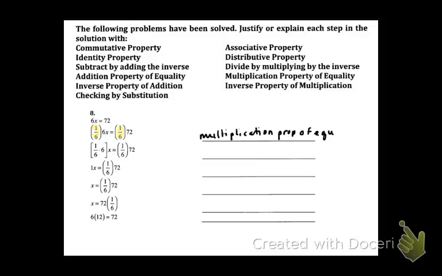Because whenever you multiply or add the same thing to both sides, it's a property of equality, and in this case we're multiplying both sides by the same thing, so it's the multiplication property of equality.